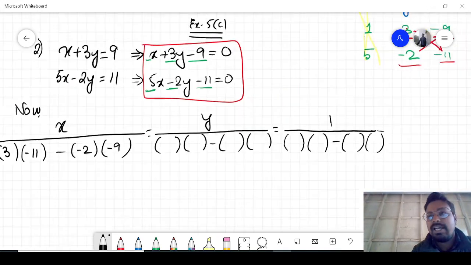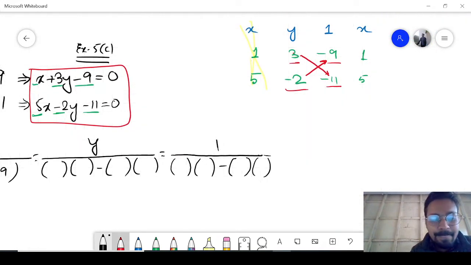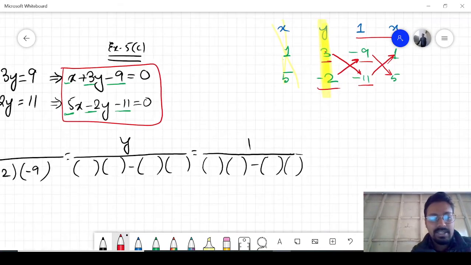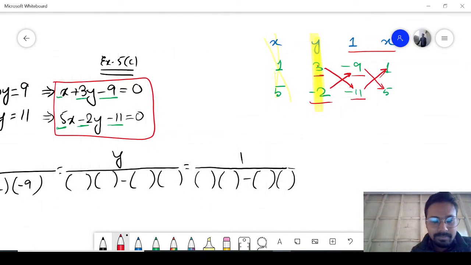Now when you come to y, we are not going to look at y. So what we are looking at is the other two, 1 and x, next one. So now here we will go for minus 9 into 5 and minus 11 into 1. Again cross multiplication. So here we are going to write minus 9 into 5, minus 11 into 1. Okay, let's go on to the next one.